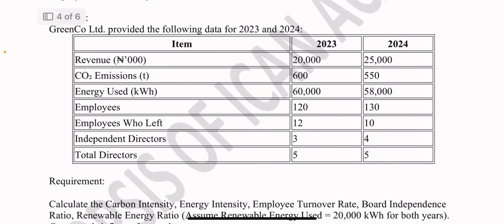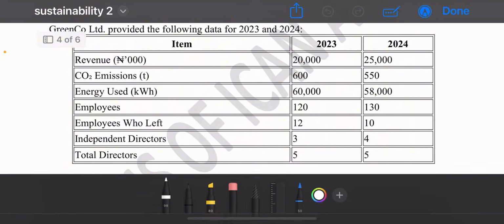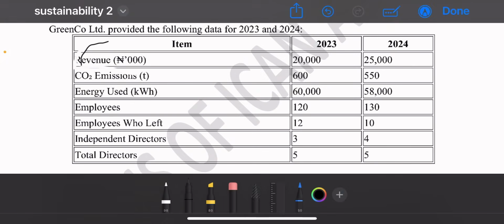The name of the company we're going to be using today is Green Co Limited. So we have 2023 and 2024. You can see that they gave us profits, they gave us people, and they gave us the planet as well. This is our profit, our revenue, right? Then these two now are our environment, understand? That's the planet, that's the environment. Then these ones are the what? Are the people.